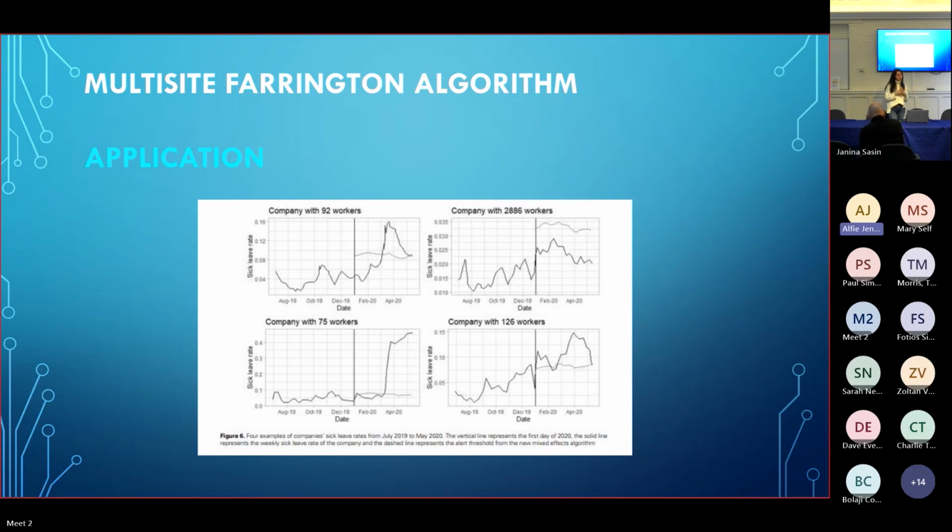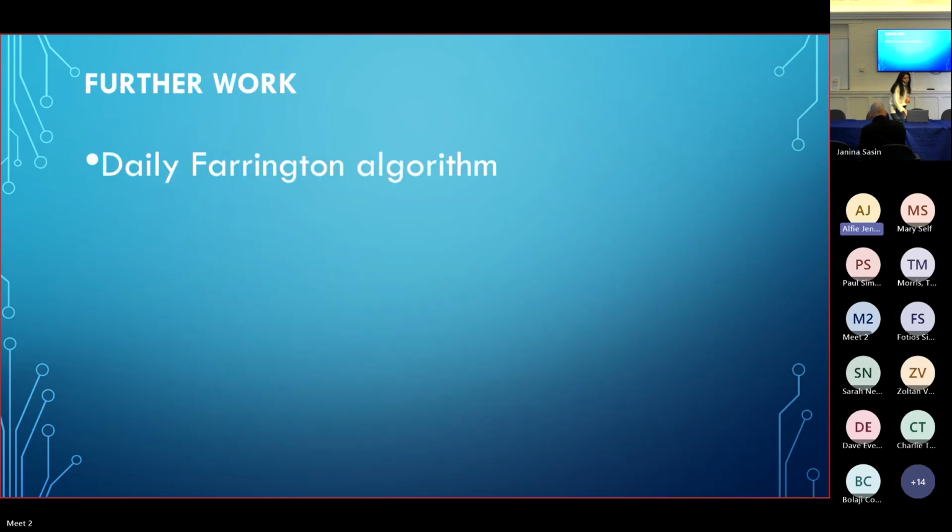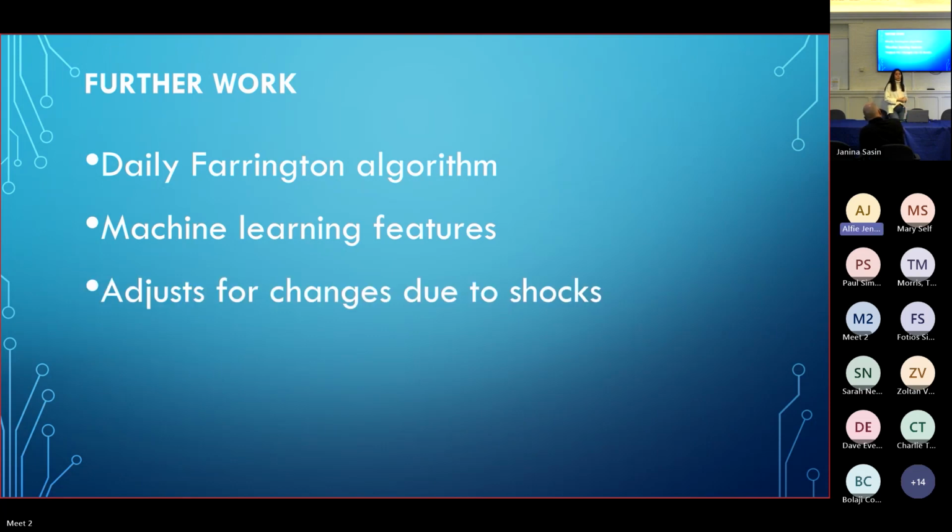So here's a rounded explanation of how the Farrington Flexible algorithm evolved, comparisons and expansion to multi-sites. Now, in the future, we're hoping to expand the Farrington method to daily detection and maybe add machine learning features that can adjust for changes due to major shocks like the COVID-19 pandemic. Thank you so much for listening.